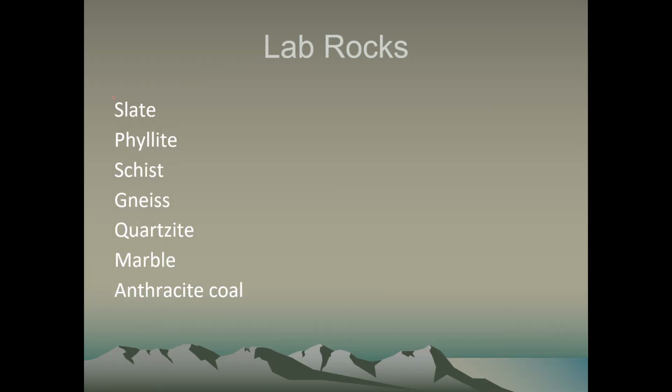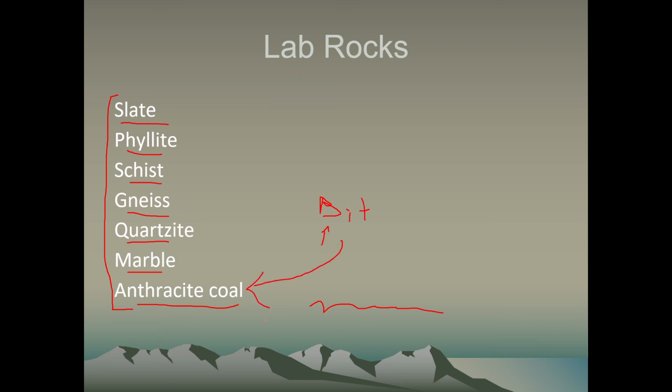Typically, these are the metamorphic rocks we look at in the lab, at least right now while I'm recording this. This may change in the future. But again, there's the slate, the phyllite, the schist, the gneiss, and then the non-foliated quartzite and marble, and also coal. If we metamorphose coal, there's kind of a series of grades of coal. With sedimentary rocks, we look at bituminous coal, and if you metamorphose bituminous coal, you'll end up getting anthracitic coal or anthracite coal.